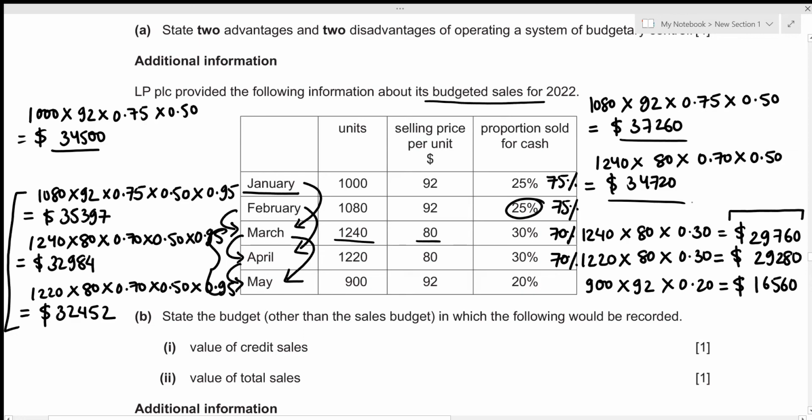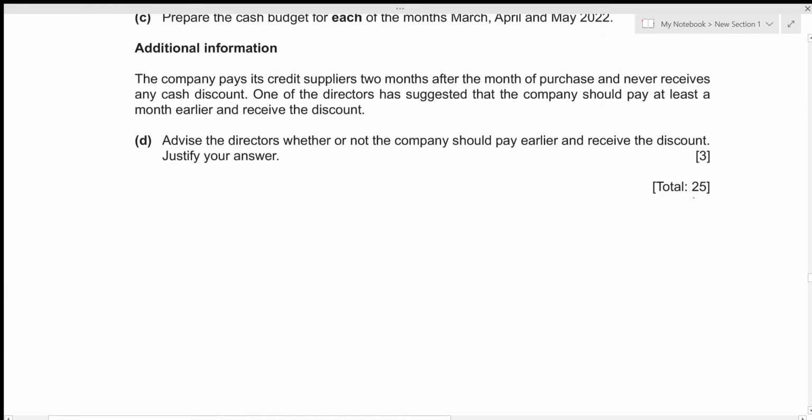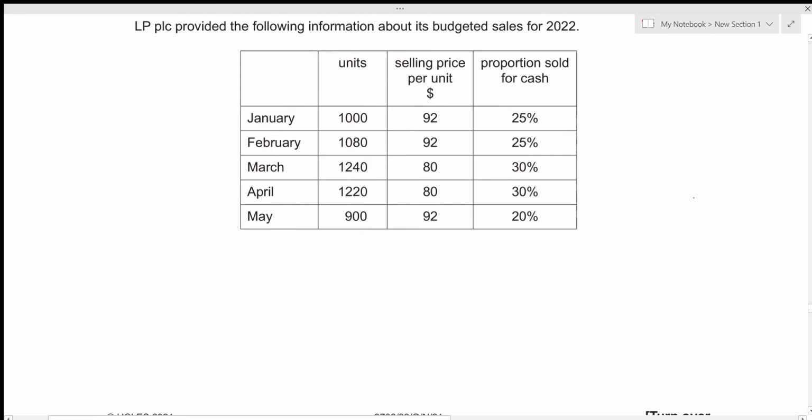Now we will record these amounts of 34,500, 37,260, and 34,720 in the months of March, April, and May respectively in our cash budget. Let's do that. And we will put this under the heading of trade receivables, which are being received after 2 months.